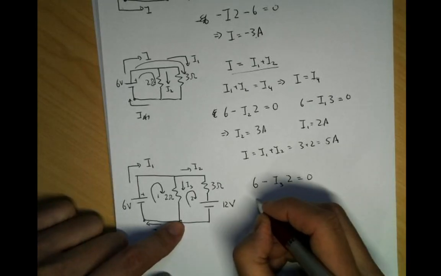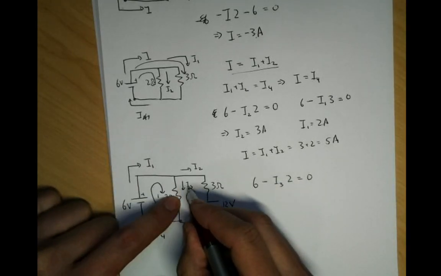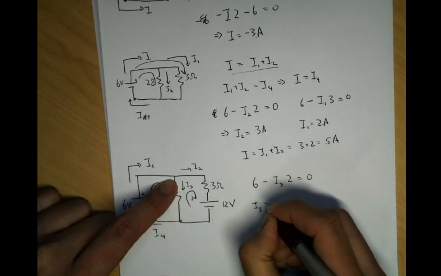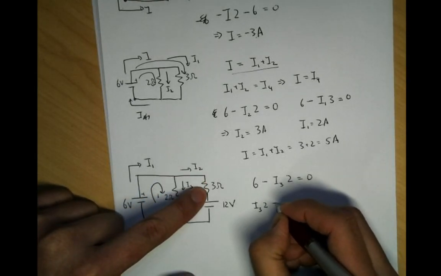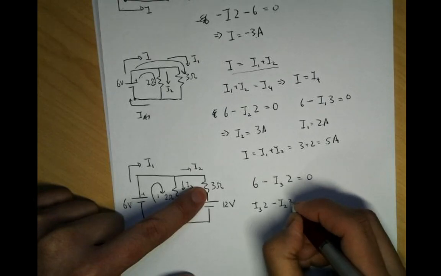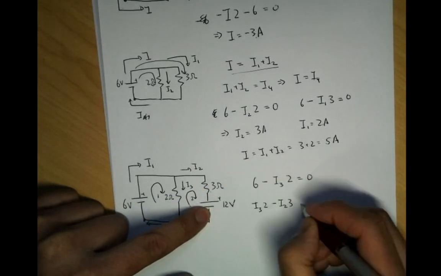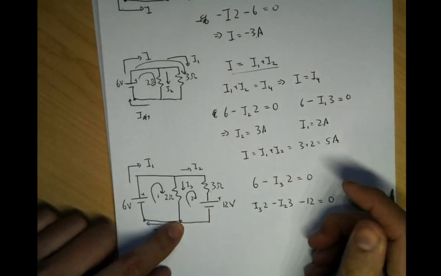Now let's do the second loop. I start here. I go up, but I'm going in the opposite direction of I3. So this would be a plus I3 times 2. Going across I2, going this way, minus I2 times 3. Now this is a plus sign, and I'm going in the opposite direction, so minus 12. Closing it back, equals 0.